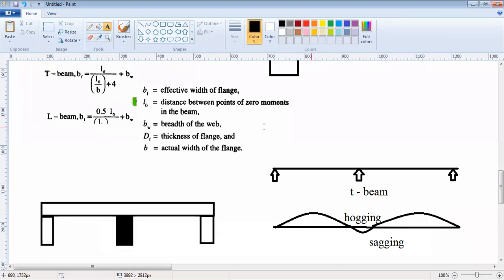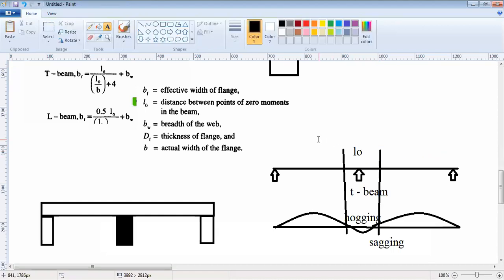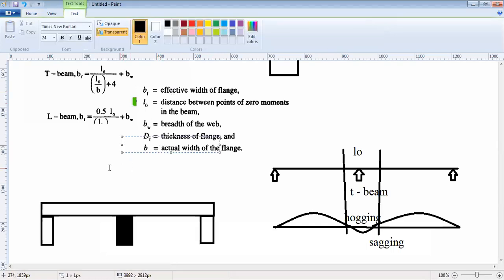Thereby, there is always a distance, ये L naught, between points of zero moments in the beam. So there is a zero moment somewhere here, for example. There is another zero moment. So ये L naught है. This is your L naught. Then your BW, you already know, DF, you already know. B is the actual width of the flange. And effective width of the flange is BF.